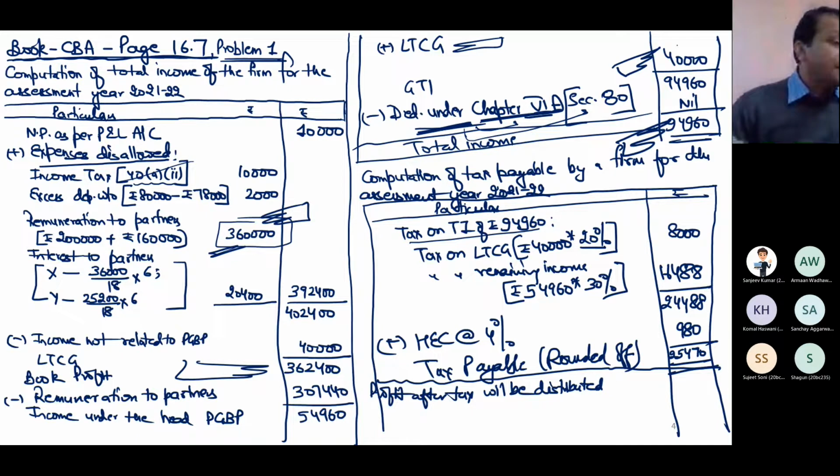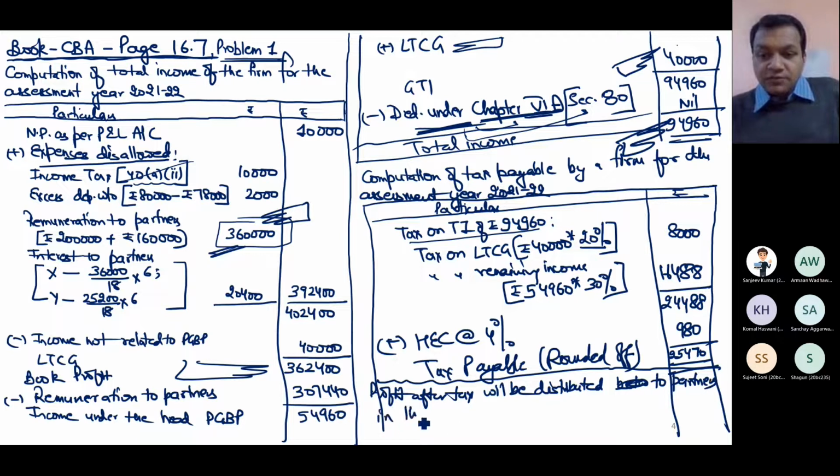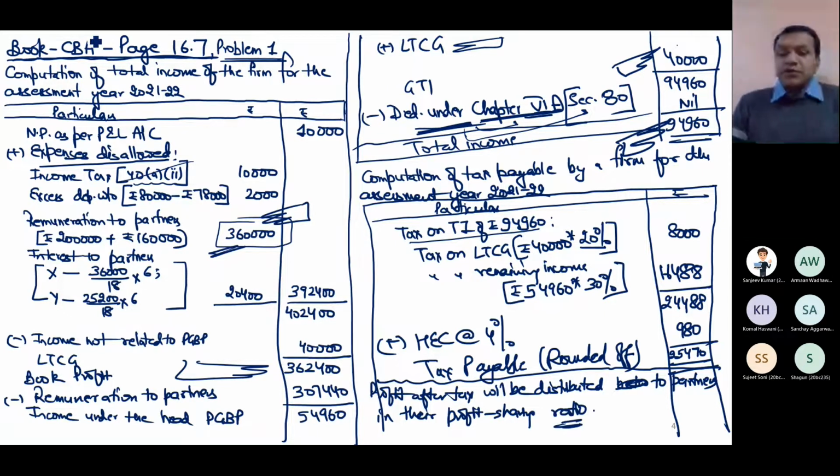There are how many partners? Two partners. It will be distributed to the partners in their profit sharing ratio. My income was 94 something and the tax is this, so the difference will be distributed to the partners in their profit sharing ratio. Their profit sharing ratio given is 2:1.